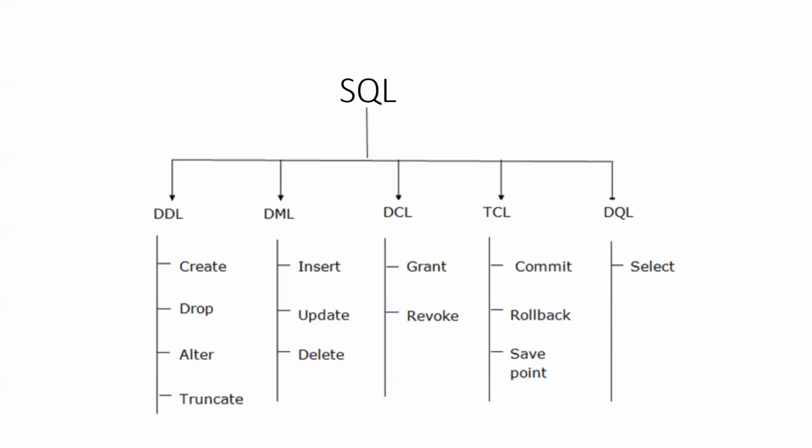DCL is data control language. We can control the data. Grant, revoke. This is mainly for DBA purposes. Okay, what is DBA? I'll come to this again quickly. TCL, transaction control language. So whatever changes DML we are doing in our system can be controlled by this TCL, transaction control language. The transaction can be controlled.